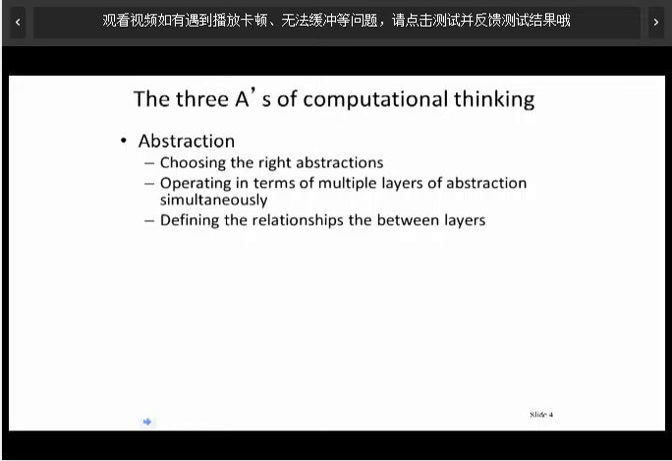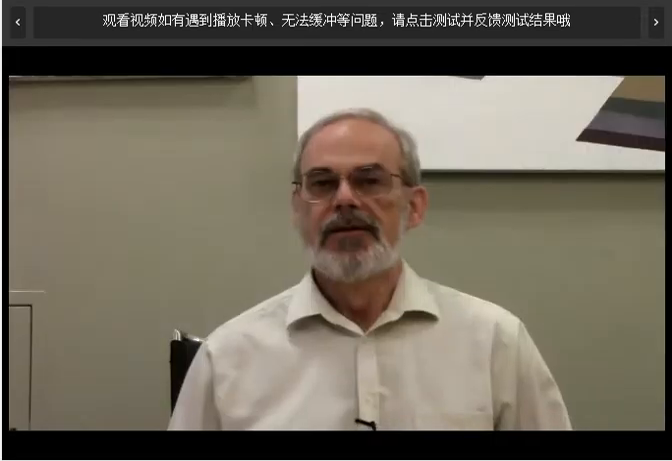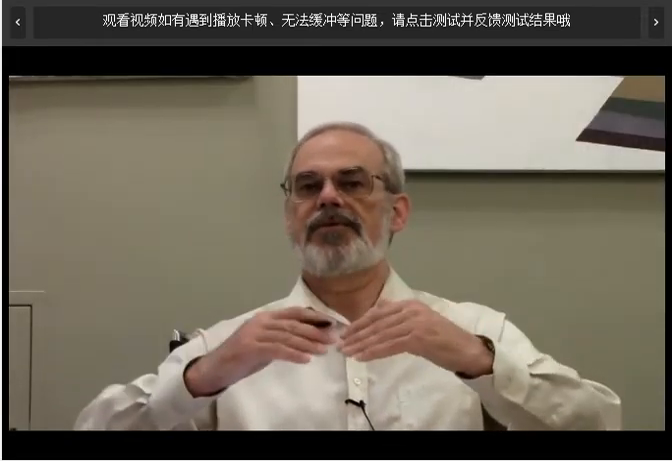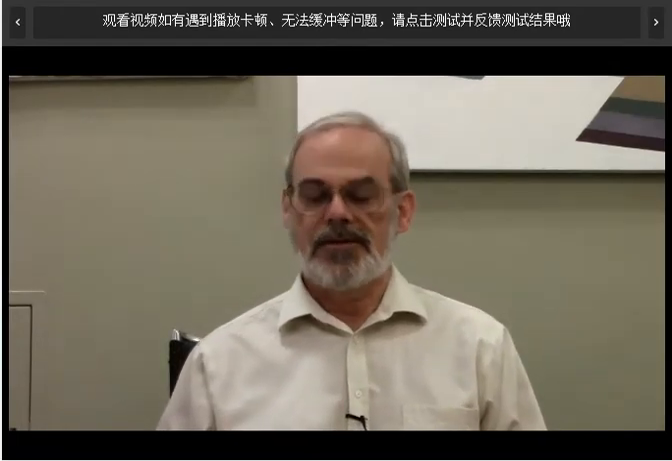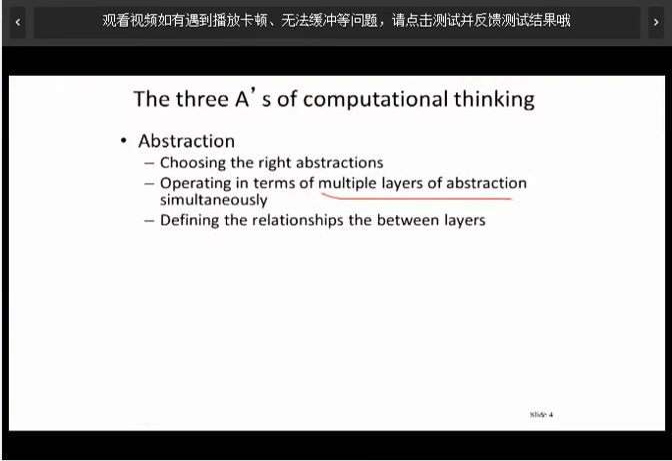It's operating in terms of multiple layers of abstraction, so that I may have abstractions that build on top of abstractions that build on top of abstractions, and I want to be able to think about all those at the same time. And of course, I don't just need the abstractions, I need the relationships between them. So abstraction is a tool that you're going to use a lot as you move forward.